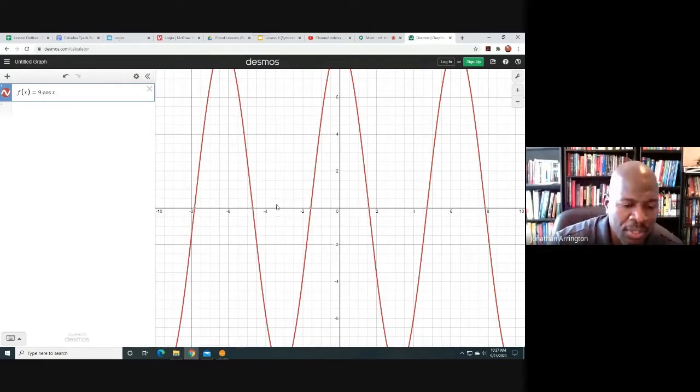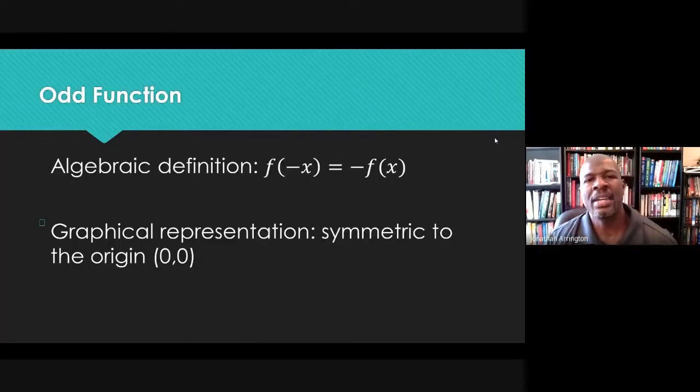Okay, let's look at odd functions. For an odd function, the algebraic definition is that f of negative x equals negative f of x. So basically the same function, but all the signs are changed. That's what negative f of x means. And the graphical representation is that it's symmetric to the origin. It's symmetric to the point 0, 0.